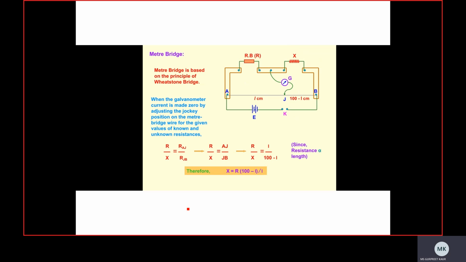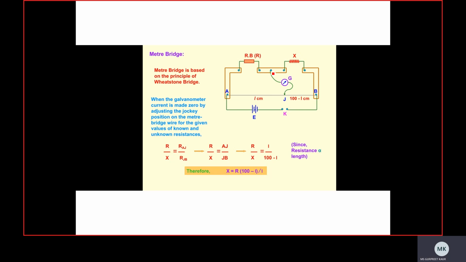Now this is the meter bridge. The meter bridge is a practical application of the Wheatstone bridge to find out an unknown resistance. So this is the arrangement. This is a wire AB which is 100 centimeter long, made up of manganin or constantan, having a low temperature coefficient of resistivity. Here is a resistance box connected in this gap. These are the copper connections. This is the unknown resistance X.